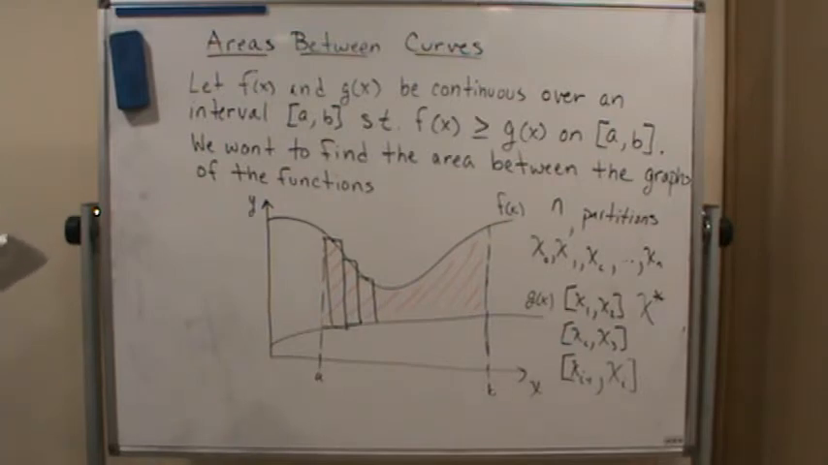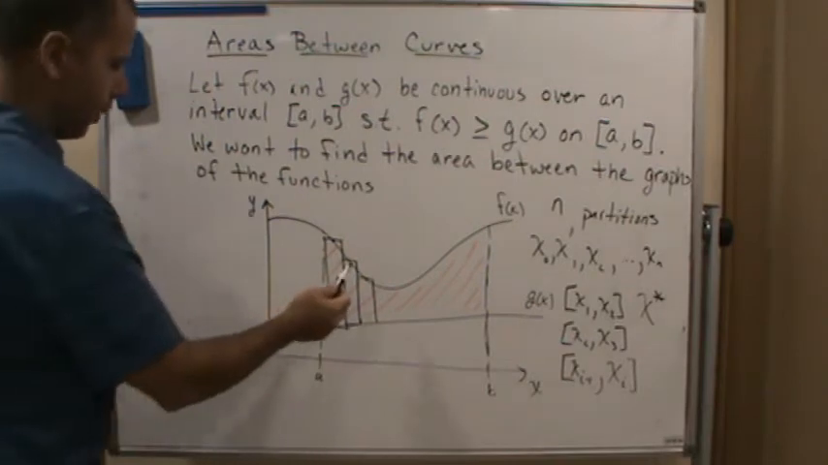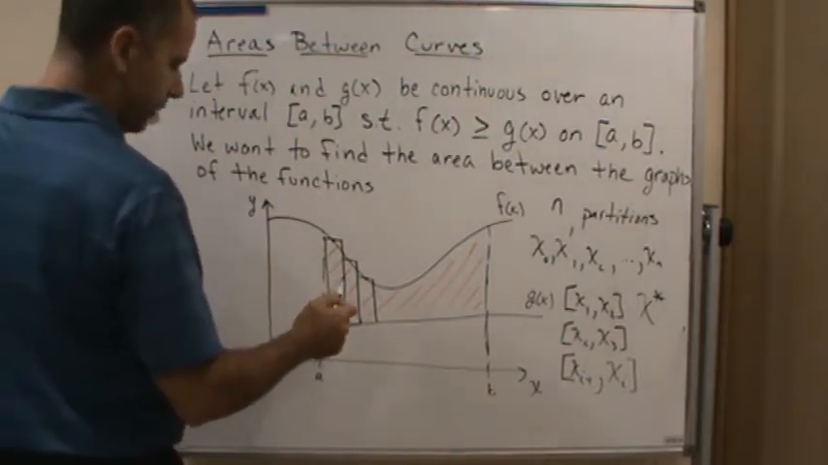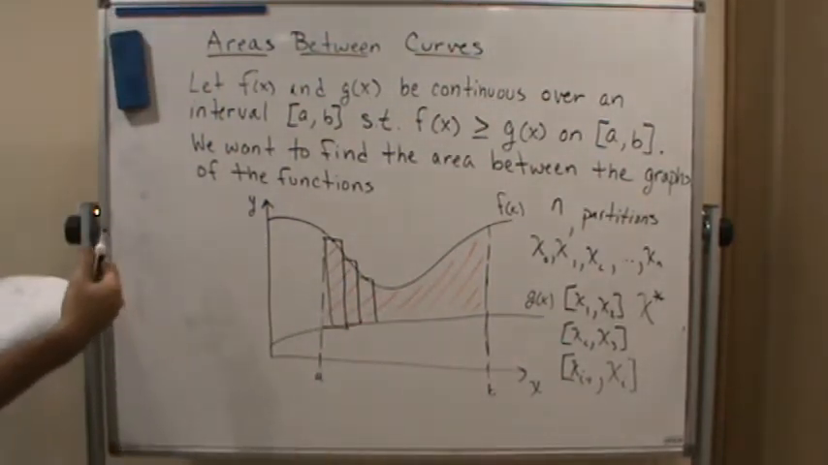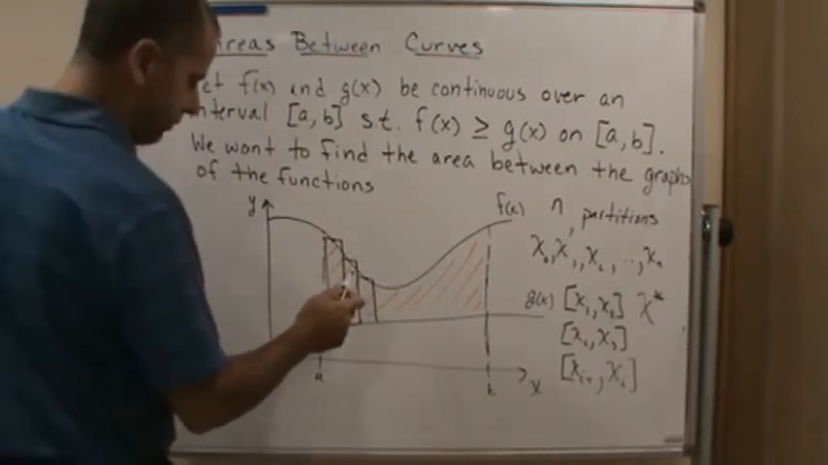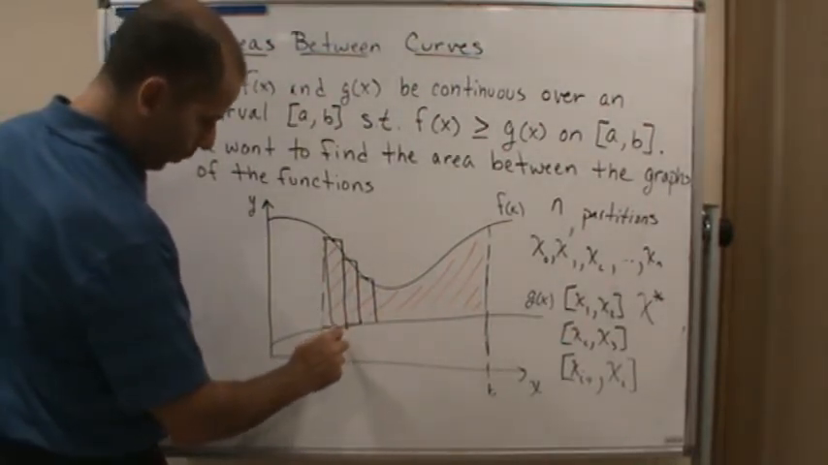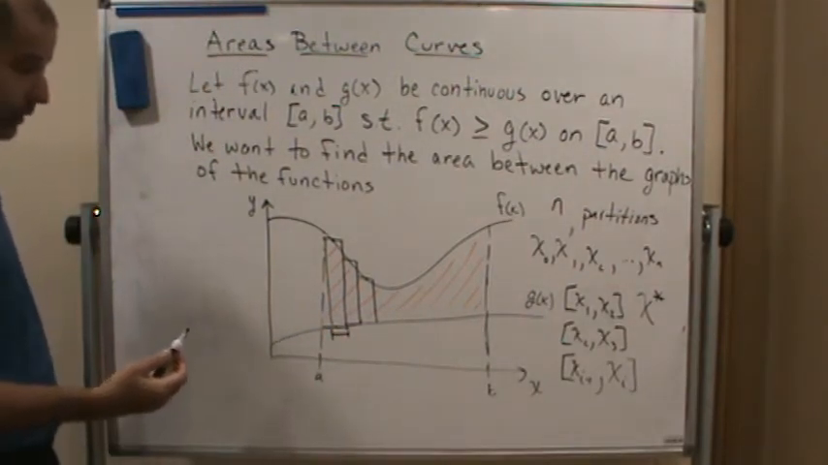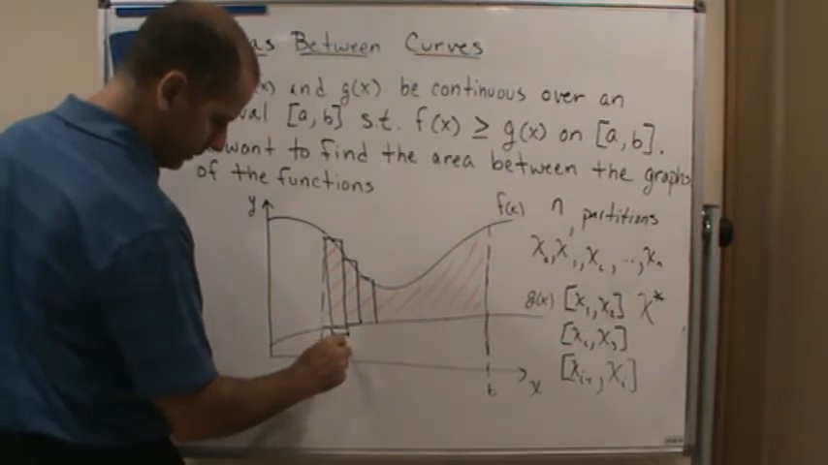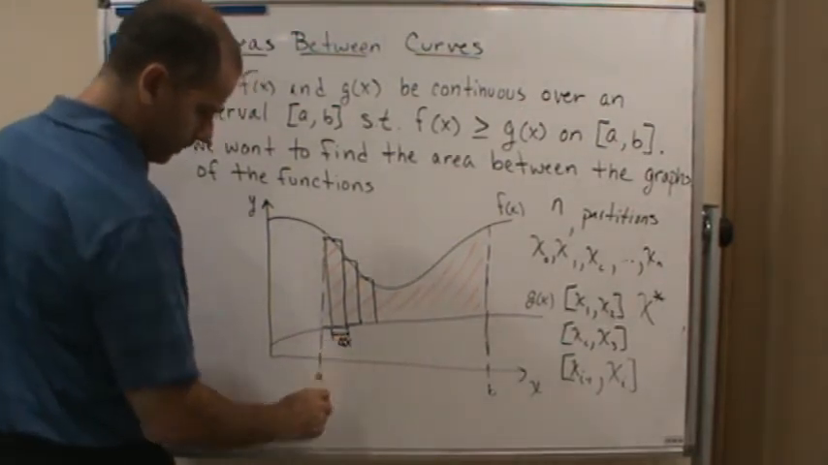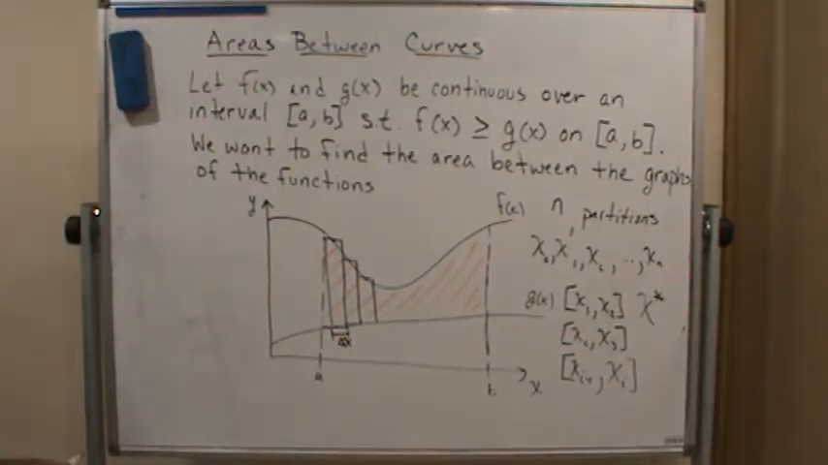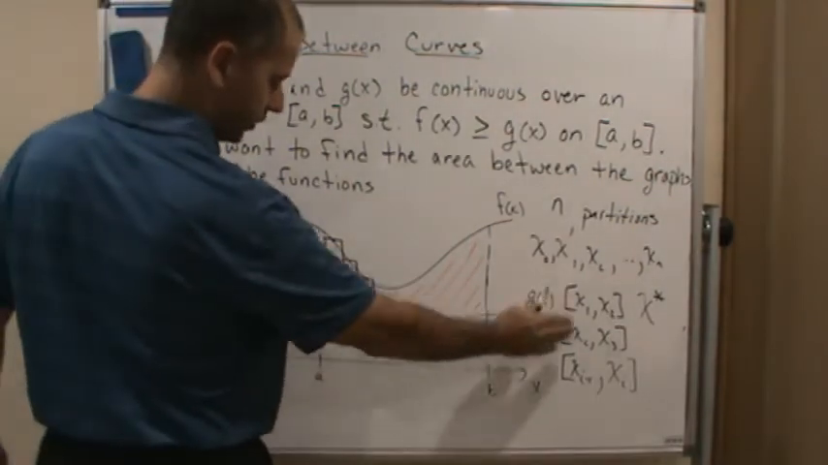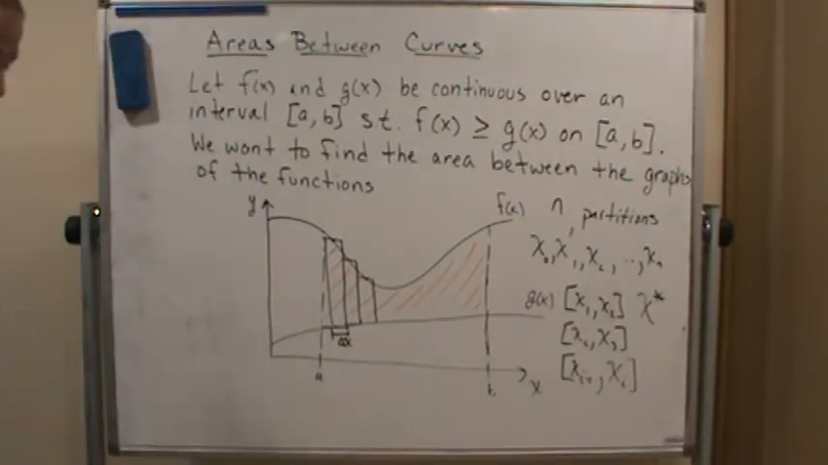Now, what we're going to end up having is that each one of these rectangles is going to have three values. So we're going to have the width of each rectangle. The width of each rectangle is going to be delta x. Okay, the change in x, right? Now, again, each one of these rectangles by construction is going to have the same delta x, right? Because that's what we did.